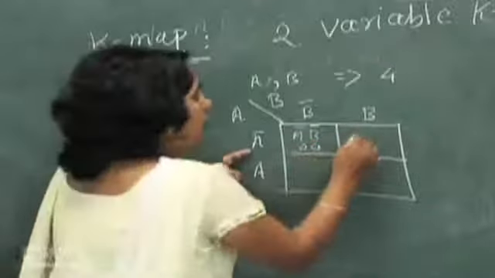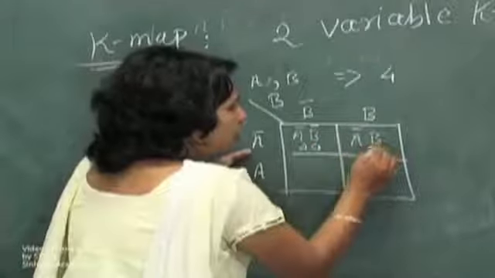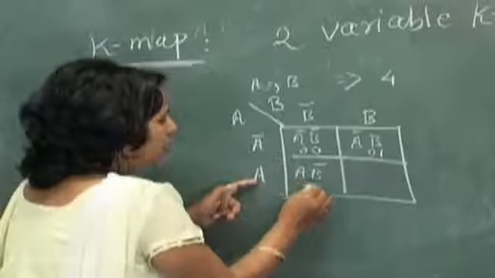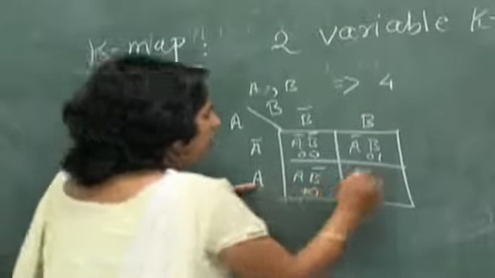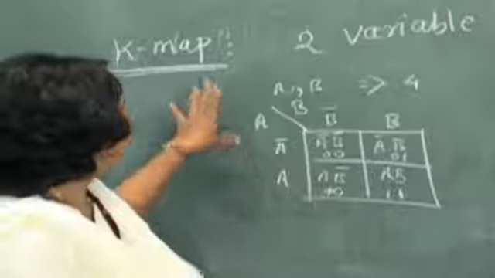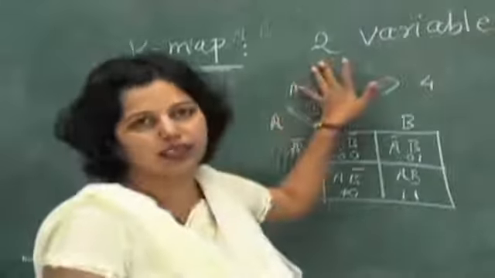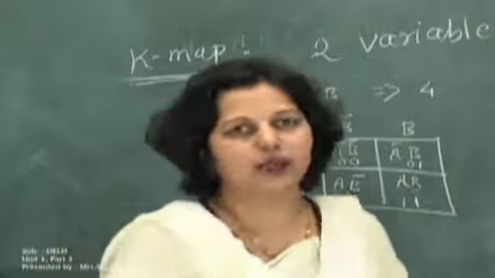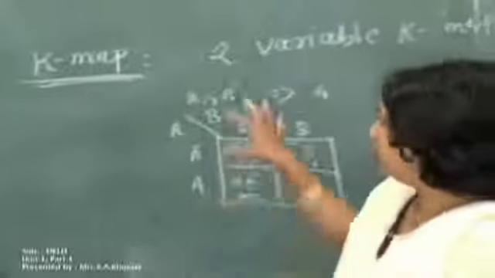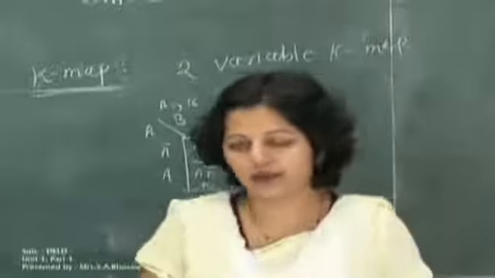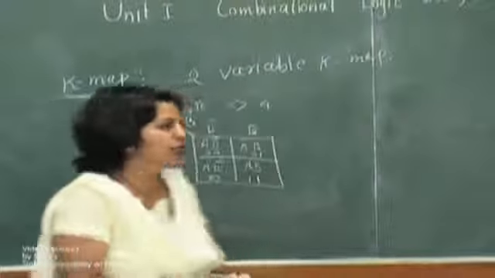Here it will become A bar B, that is 0 1. Then again A B bar, that is 1 0, and A B, this is nothing but 1 1. So this is how the K-map for two variables is represented. What is the significance of the K-map, I will explain with an example. Let us right now study different kinds of K-map. This is for the two variable K-map. In a two variable K-map there are a total of 4 combinations.